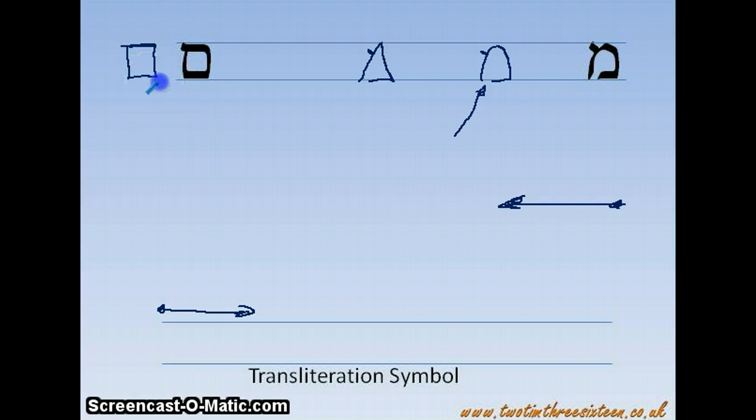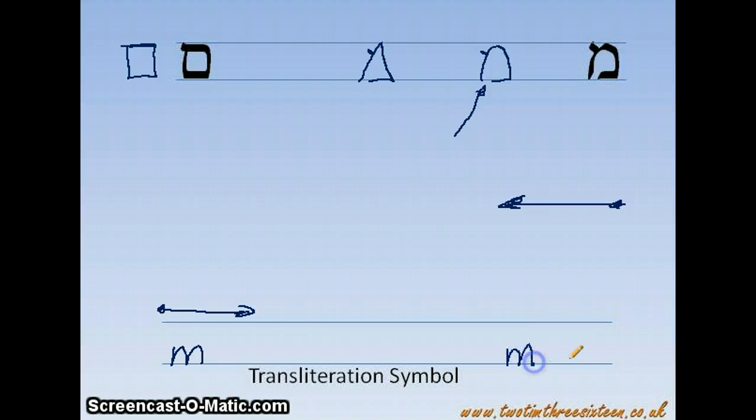Bear in mind this is a square. A couple of things you need to know. It's more of a square, and there's a little cap here. And that needs to be remembered because there's going to be another similar letter we'll look at in just a second called the Samech. The Mem is simply represented by the letter M in its transliterated form.